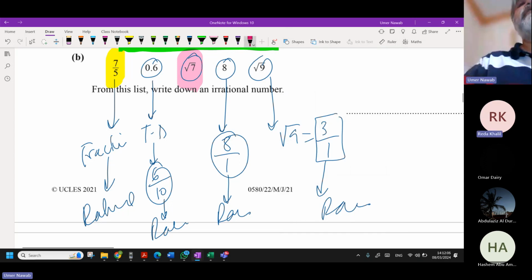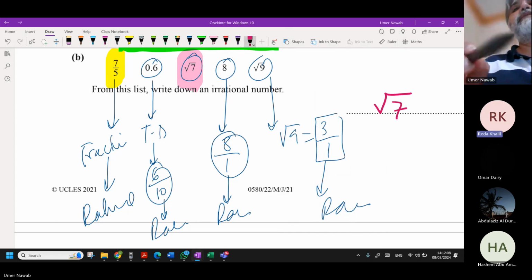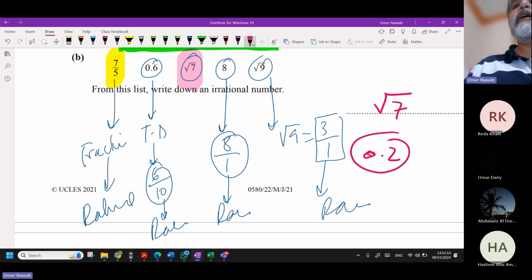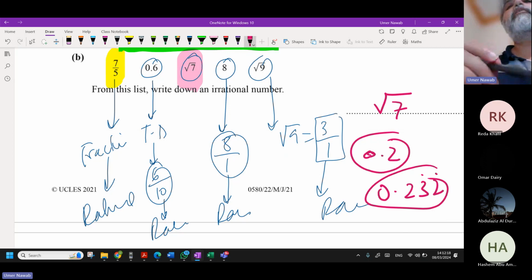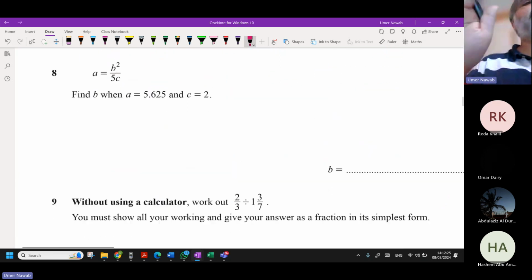So square root of 7. Recurring decimals are rational. That is, 0.2 recurring is rational, 0.23 recurring is rational. So all recurring decimals or terminating decimals are rational. So anyways, guys, let's move on to the next question.